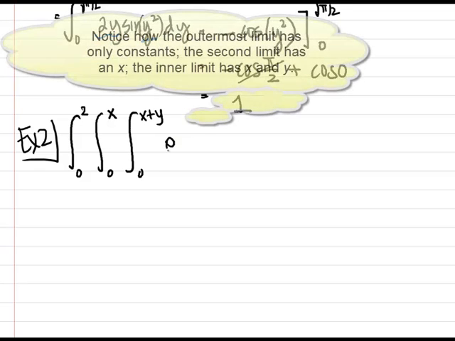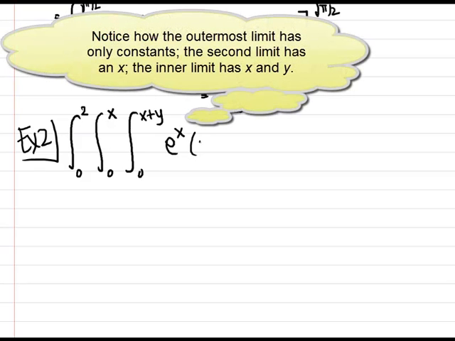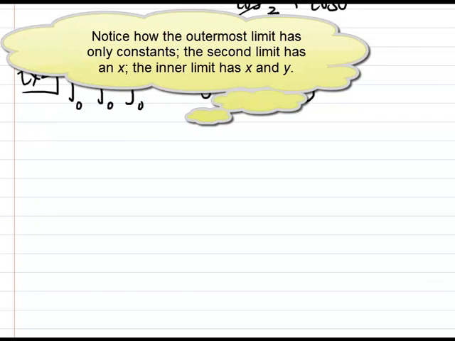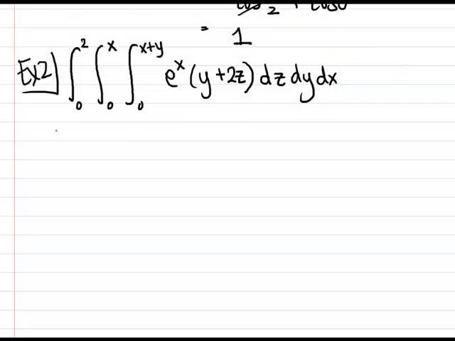The integral from 0 to 2, the integral from 0 to x, the integral from 0 to x plus y of e to the x times y plus 2z dz dy dx. And next year, when you guys work on this, you will be changing up the order of integration.